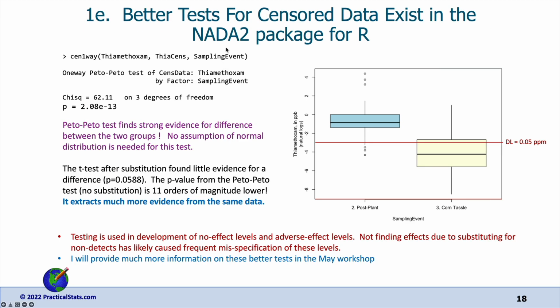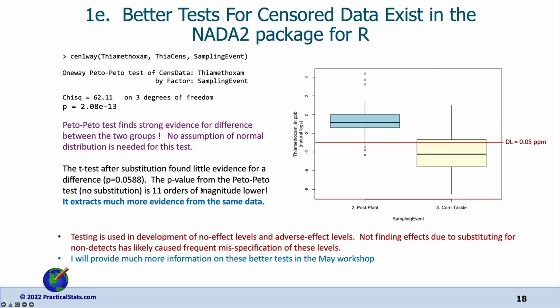So out of the NADA2 package for R is another method, the command is called cenoneway. The test is called the Peto-Peto test, one of those tests that's been around, I think, since the 1970s for censored data. It can compare two groups just like this. Its p-value is 2 × 10 to the minus 13. So there's 13 zeros strung out before we hit the 2. That is 11 orders of magnitude lower than the p-value for the t-test after substitution.